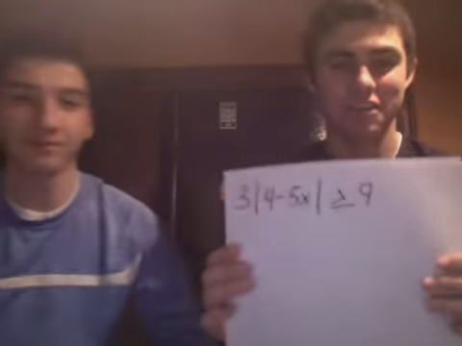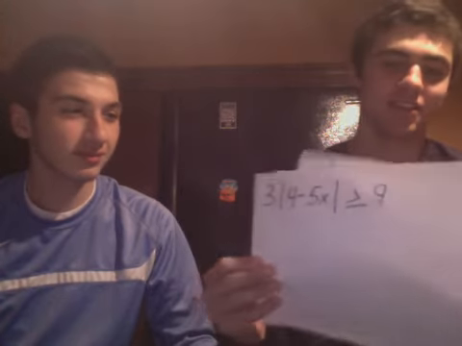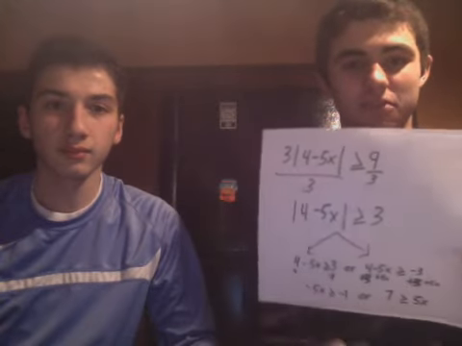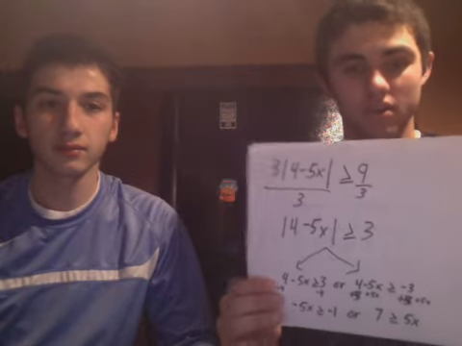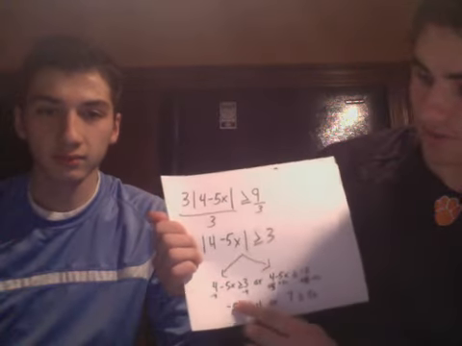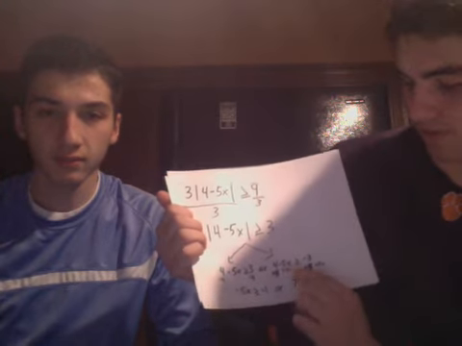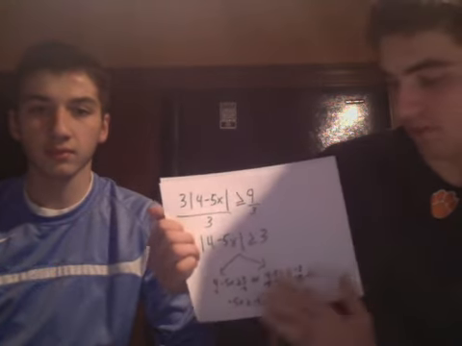Our next problem: you have 3 times the absolute value of 4 minus 5x is greater than or equal to 9. The first step is to divide both sides by 3, because it's outside of the absolute value marks, which gives you the absolute value of 4 minus 5x is greater than or equal to 3. Then you have 4 minus 5x is greater than or equal to 3, and then you do an "or", which would be 4 minus 5x is less than or equal to negative 3. And you have to solve each of these separate ones.